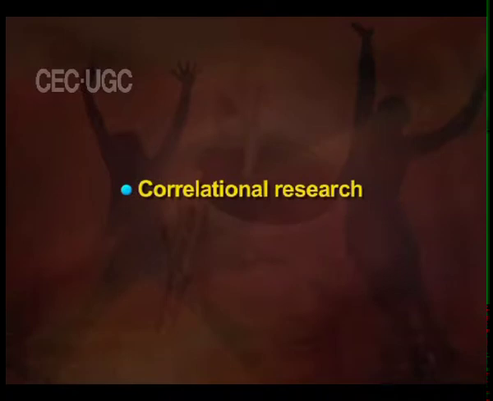Then we have the correlational research. A researcher in the area of developmental psychology may also attempt to estimate correlations among variables. A correlation is a relationship between two variables. Variables are factors that change and include characteristics, attitudes, behaviors, or events.